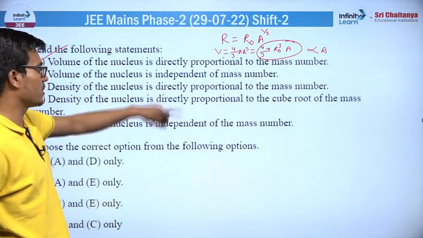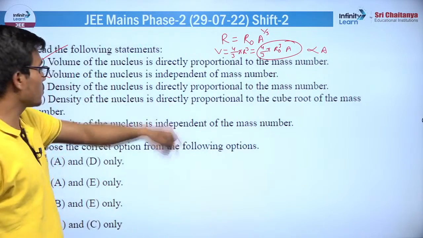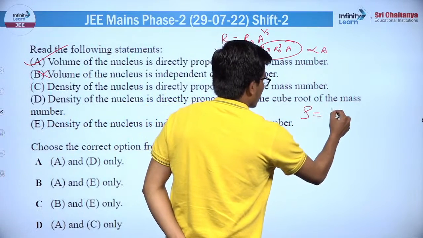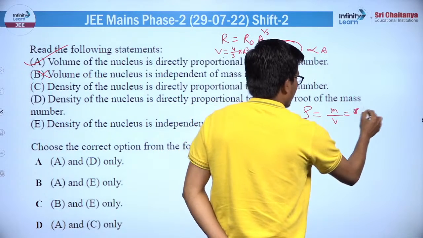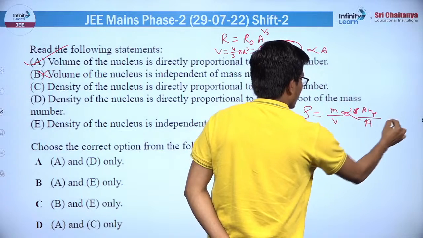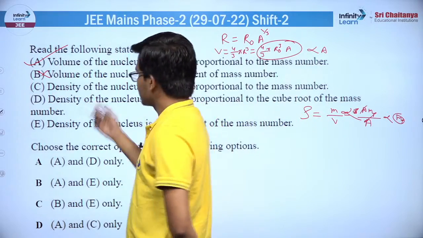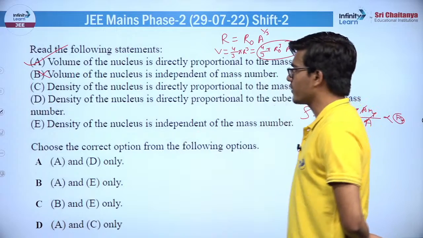Volume of the nucleus is independent of the mass number. If the first one is right, the second one will be wrong. Density of the nucleus is directly proportional to the mass number. So density will be mass upon volume. Mass you can write as A times the mass of proton, divided by volume, which is also proportional to A. So density will be independent of mass number, right? That is something constant for a nucleus. 2 into 10 to the power 17 is the density of every nucleus.